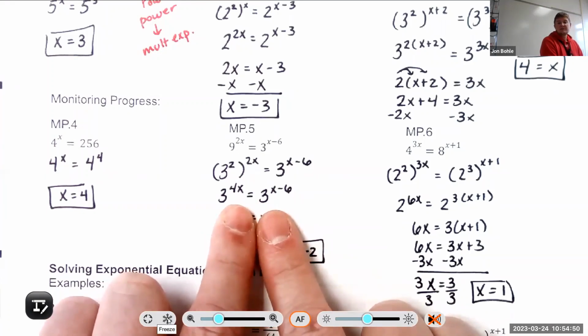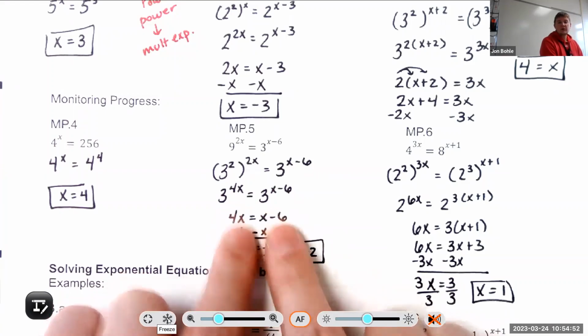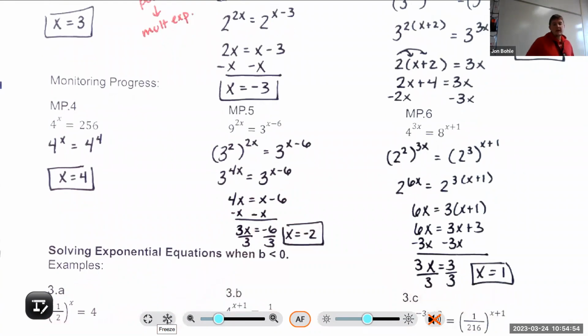Now I need to solve for the exponents. 4x equals x minus 6. And then at that point, I'm hoping you can just solve. Okay, questions about 5. Okay, on 6.